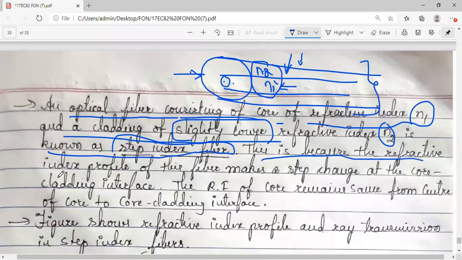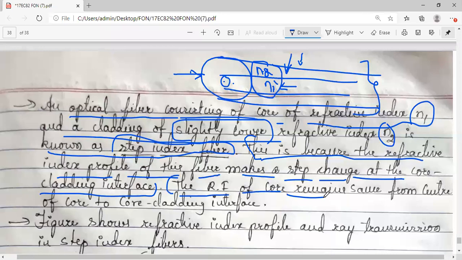This is because the refractive index profile of this fiber is making a step change at the core cladding interface. So the statement is written here. This statement you won't understand directly. I'll show you. Before that, one more important thing: the refractive index of the core. This is very important for step index, because this parameter makes the difference between step index and graded index.